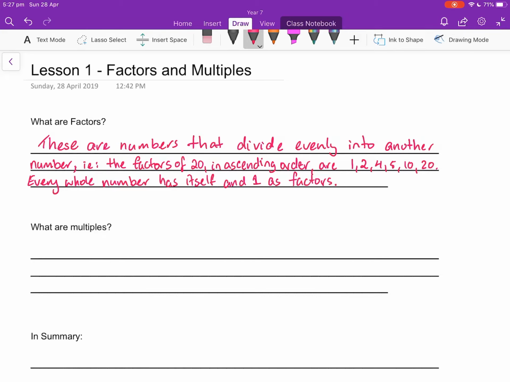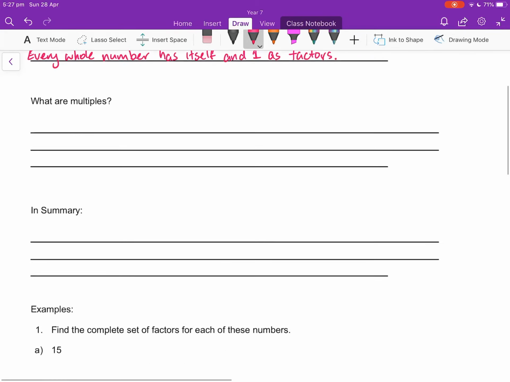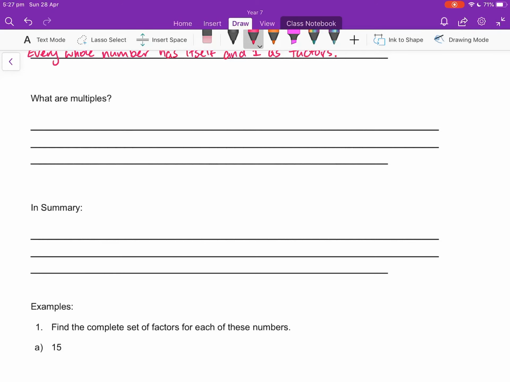Now let's go and look at multiples. Alright. So factors are numbers that make up other numbers. Multiples are those numbers that we've just made up with the factors. Okay. So they're created by multiplying numbers together.